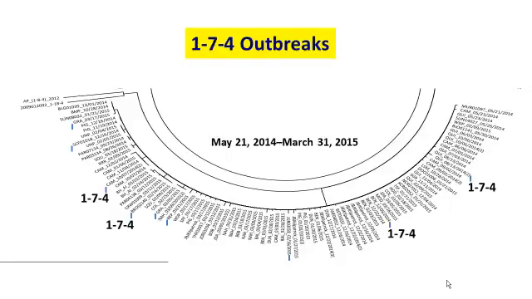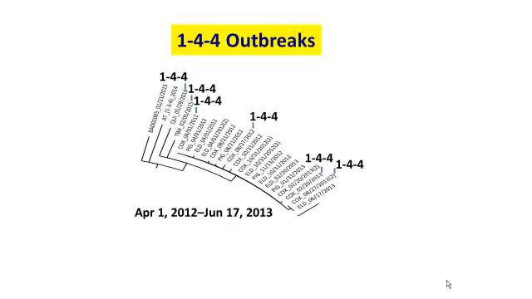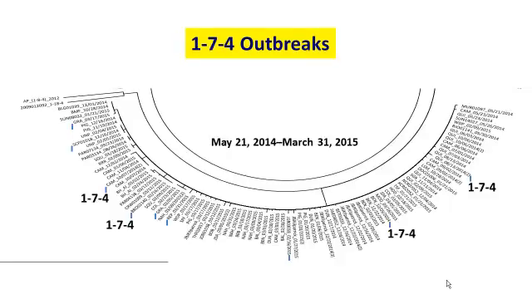Now we need to go back again, because I forget which one's the pointer. Okay. So this big group is the 174 viruses, which appeared in this system May 21st, 2014, and less than a year later had broken in 25 of the 27 sow farms in this system. And you see a bunch of 174 viruses here.